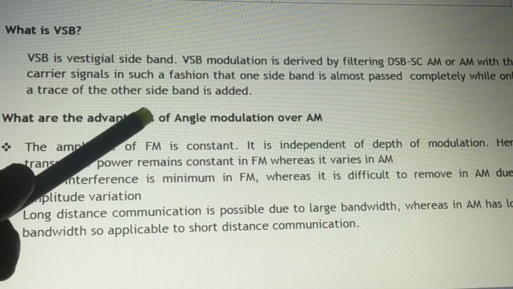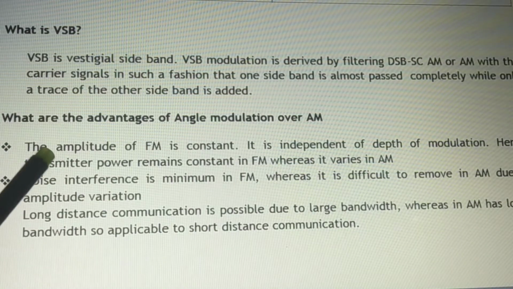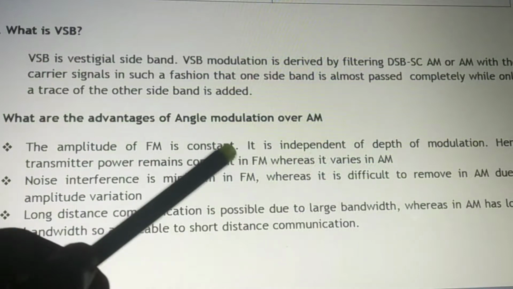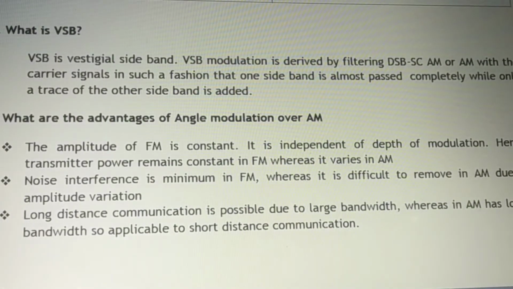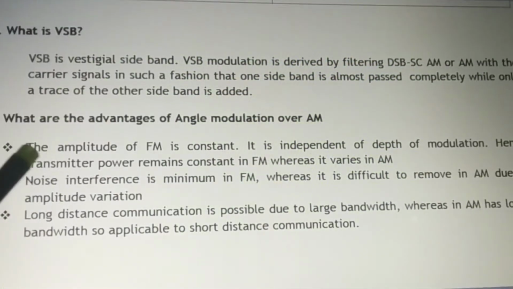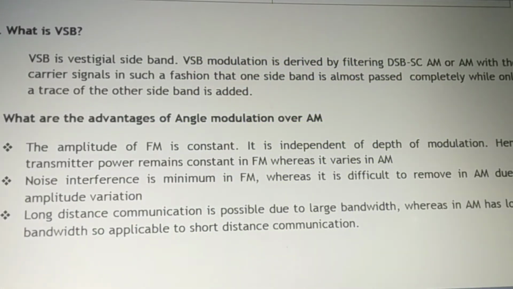What are the advantages of angle modulation over amplitude modulation? The amplitude of FM is constant. For frequency modulation, the amplitude is constant, so it is independent of the depth of modulation. Hence, the transmitted power remains constant in FM.